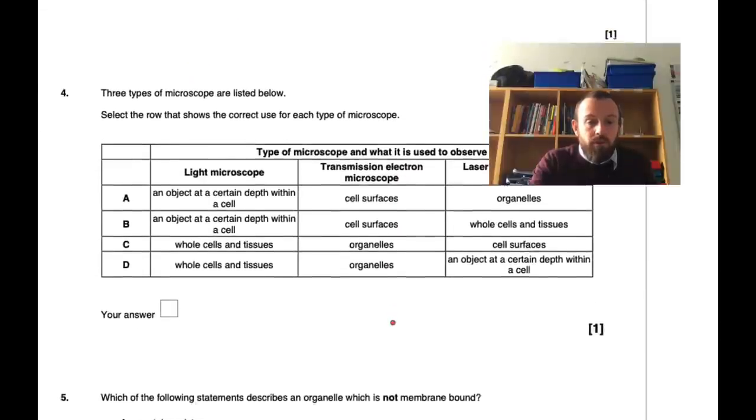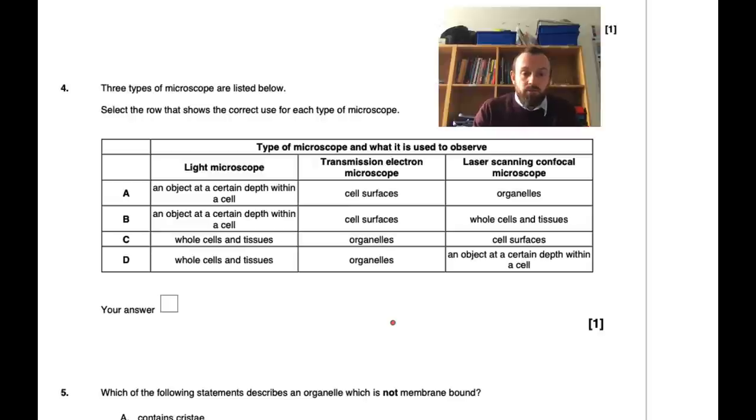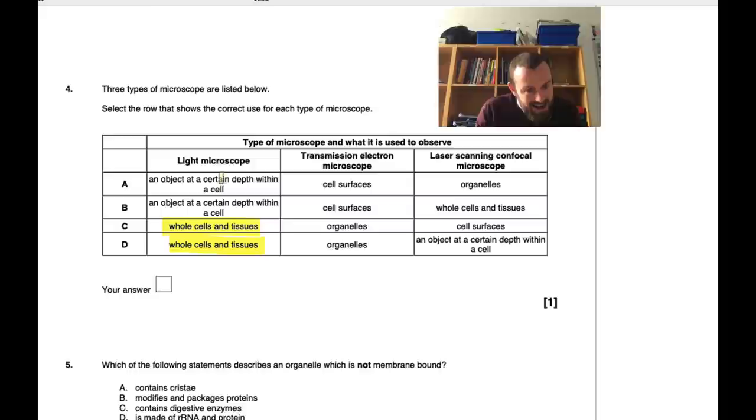Down to four. Three types of microscope are listed below. Select the one that shows the correct use for each type of microscope. Okay, so for the light microscope, the best ones here are whole cells and tissues. What I'm doing is I'm scanning down this column and I see object at a certain depth and I immediately know that is the laser scanning confocal. So actually we can just go across here. Laser scanning confocal is an object at a certain depth within a cell.